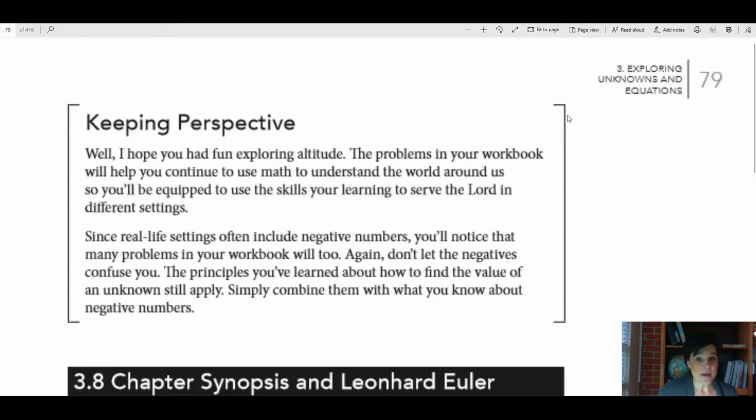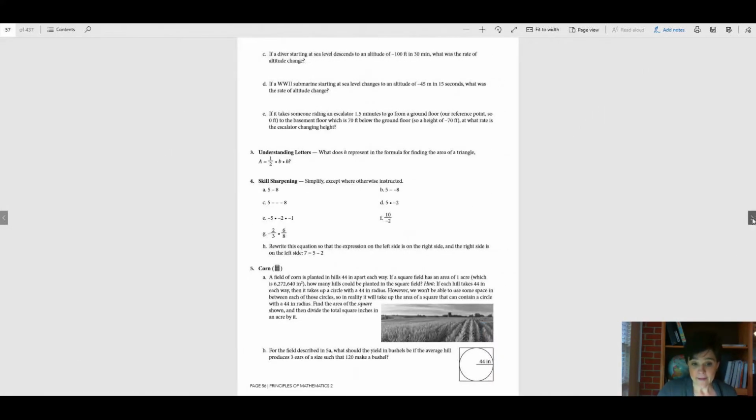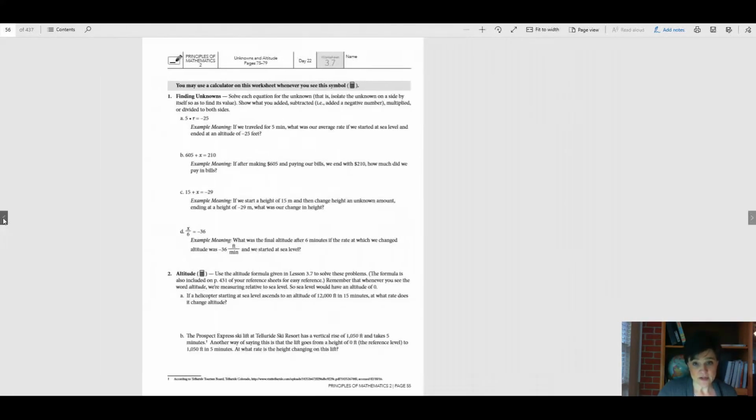Okay, with that being said then, let us look at our worksheet 3.7. Now it is front and back. It's a full page, 2 full pages.